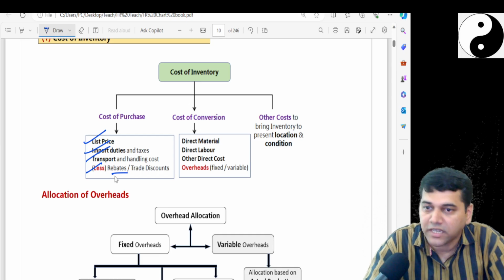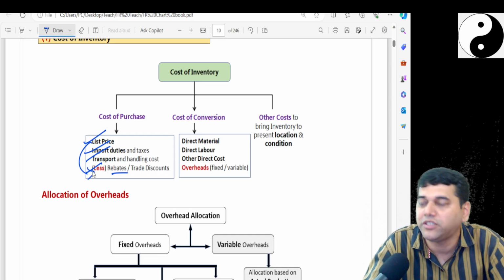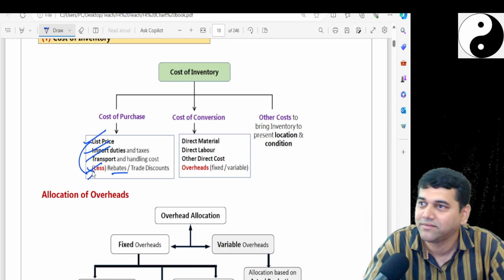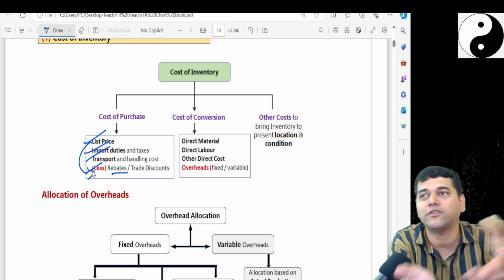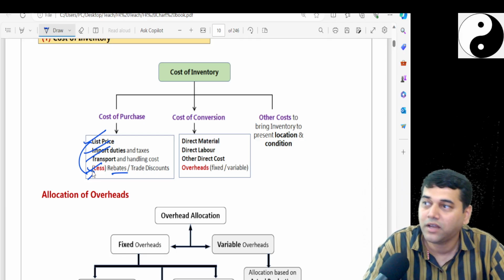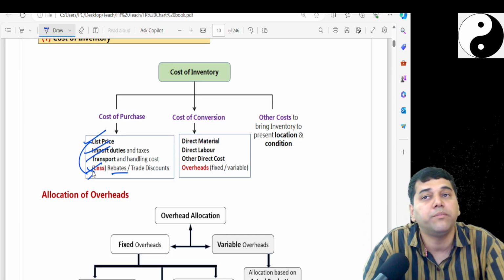Deducted. That's what I need from the list price, I should deduct. If you ignore it, that means you are considering it. You are valuing your inventory stock by ignoring the trade discount. Are you clear?